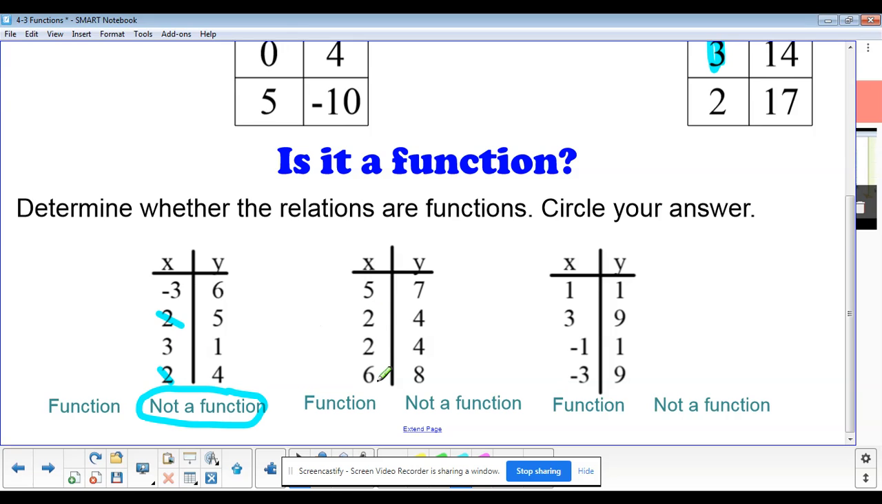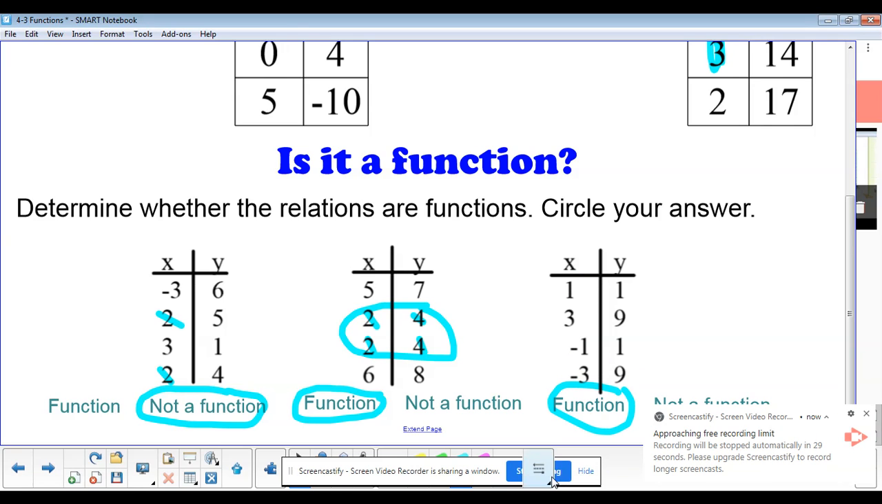5, 2, 2, 6. We have 2 appearing twice. This is a trick problem. It's a trick problem because notice they just wrote the same point twice. And while that's some sloppy table making, it is still a function because that's the same point. Notice in contrast in this problem, 2 went with 5 and 4. So the y values there were different. It's okay if it's the same point listed twice. This one was a tricky problem. And then the last one, 1, 3, -1, -3. Those are all different, so it is a function.